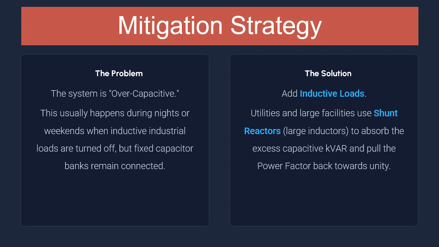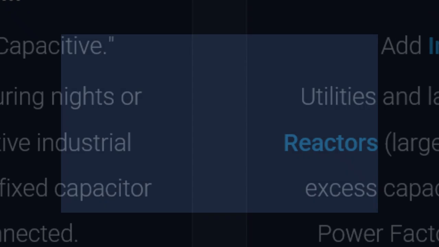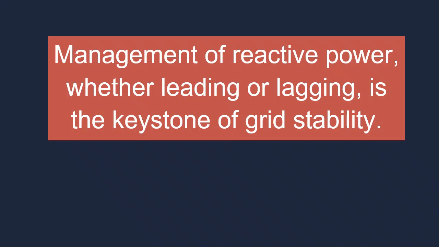As we conclude the technical discussion, remember this core principle of electrical engineering: management of reactive power, whether leading or lagging, is the keystone of grid stability. Achieving near-unity power factor is not just about efficiency, it's about the safety and resilience of the entire power system.